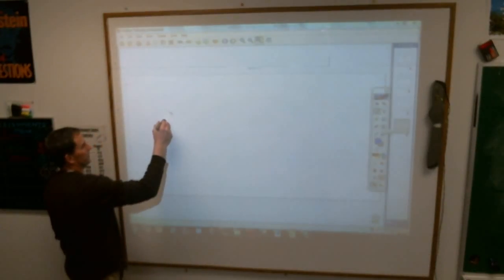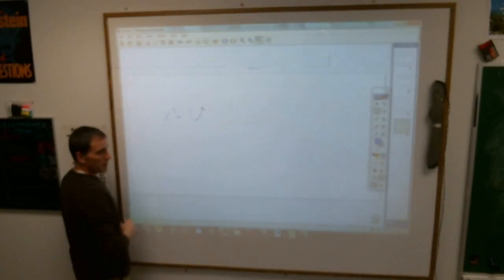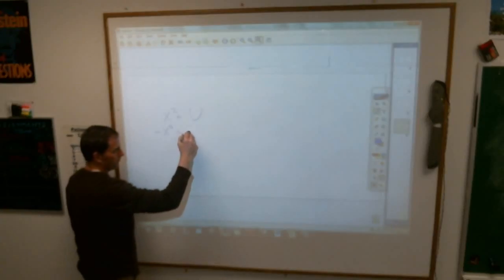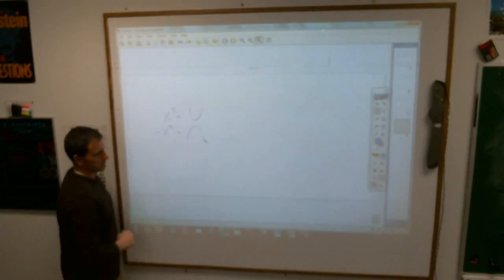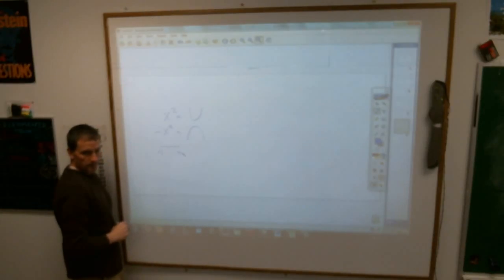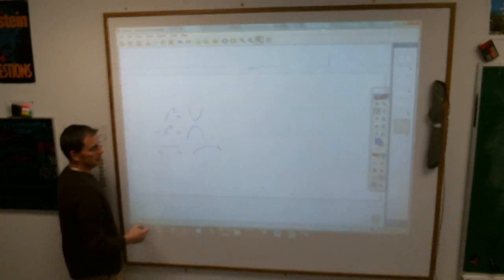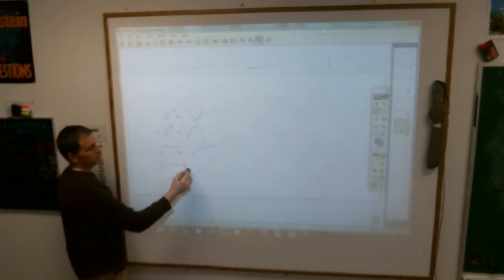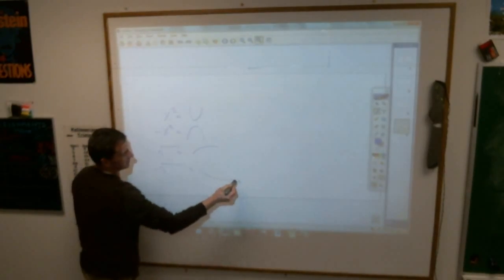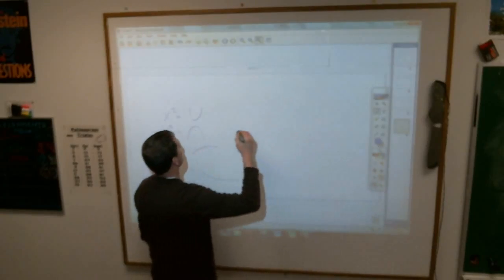If it's a quadratic, if it has an x squared in it, the graph is going to be what? Parabola. If it's a negative x squared, it's going to be an upside down parabola. If it's a square root function, it's going to be that little swish that looks like that. If it's a negative square root function, it would be more like this.